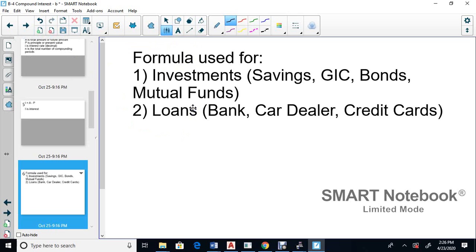Oh, where is it used, before we do sample questions? Well, this formula is used for investments, for savings, when you put money in the bank and save it, for GICs, which are guaranteed investment certificates, for bonds and mutual funds. With mutual funds, you're investing in someone who works the stock market and tries to earn money. So if those stocks go up, you go up. Okay, but it's used in these areas. It's also used for loans. Banks use it, car dealers use it, and credit card companies use it.